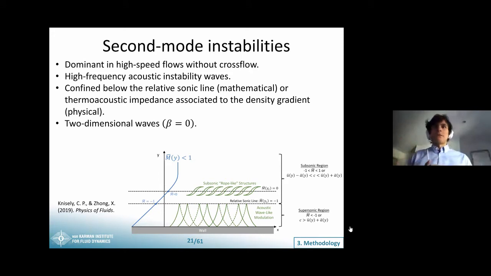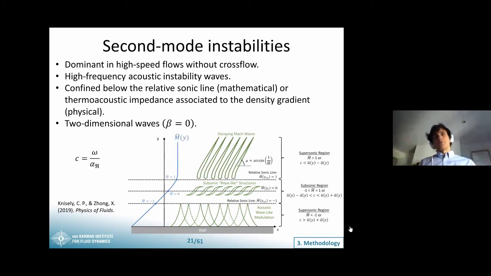Second mode waves are two-dimensional, which means that they have a zero spanwise wave number, and if the wave speed is low enough, so just to have another region of relative supersonic flow on the top, they are what we call the supersonic modes, which are slightly different because they radiate energy into the free stream instead of rapidly decaying exponentially.